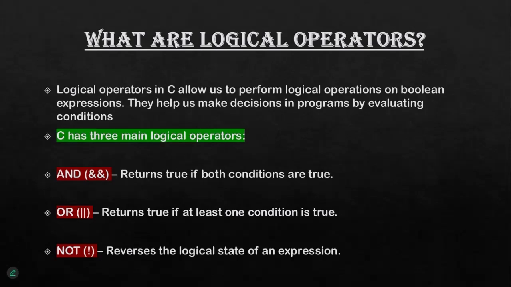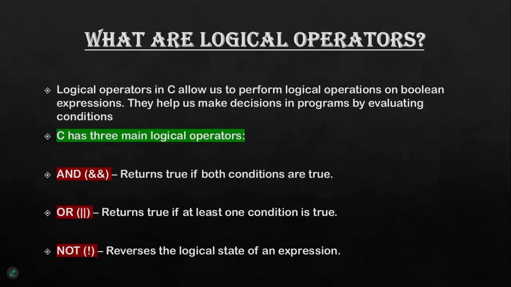What are logical operators? Logical operators in C allow us to perform logical operations on Boolean expressions. They help us make decisions in programs by evaluating conditions. What is a Boolean expression? A Boolean expression is true or false, or 0 and 1. They help us make decisions in programs by evaluating conditions.